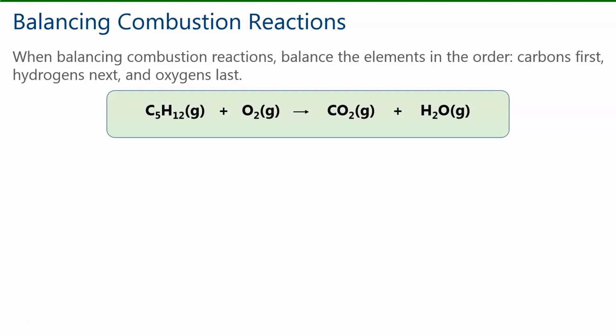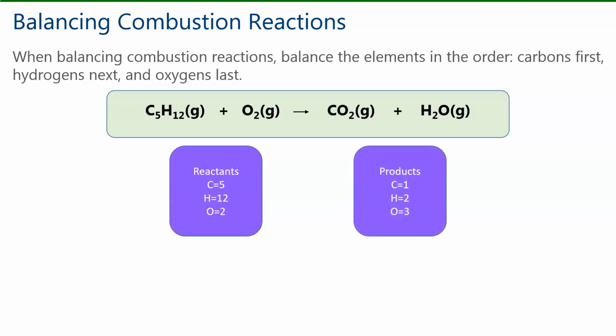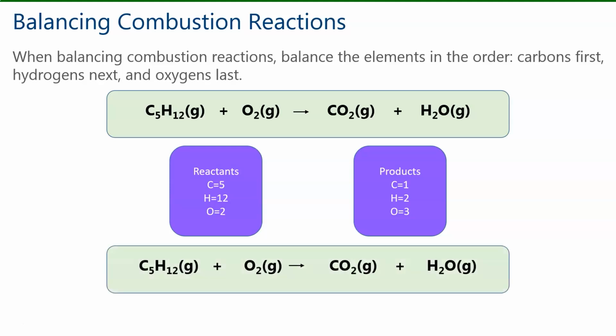Let's look at this example. So on our reactant side, we have 5 carbons, 12 hydrogens, and 2 oxygens. On our product side, we have 1 carbon, 2 hydrogen, and 3 oxygen. We need to balance our carbons first. So we have 5 carbons on the reactant side and 1 on the product side. So we need to put a coefficient of 5 in front of carbon dioxide in order to get 5 carbon.